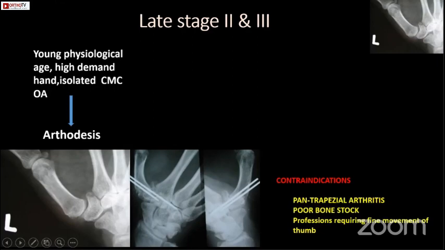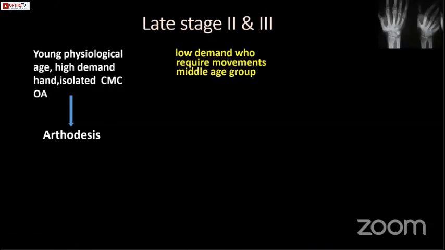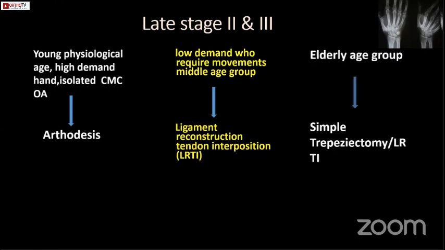And what are the contraindications for the fusion? Again, I said that pantrapezial arthritis should not be there, so it's not there in stage 2. The bone stock should not be poor. And professions requiring fine movement of the thumb should not be offered arthrodesis surgery. When you have a low demand hand, middle age group, I would consider ligamentous reconstruction, tendon interposition, arthroplasty. And in the elderly age group, you can straightforwardly do a simple trapeziectomy, LRTI.